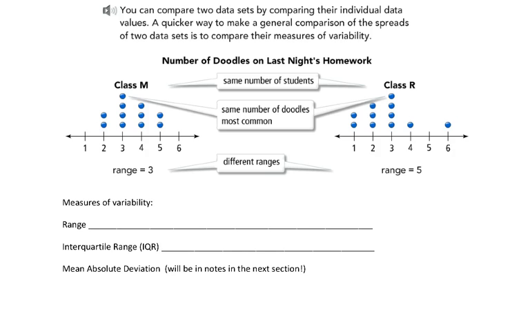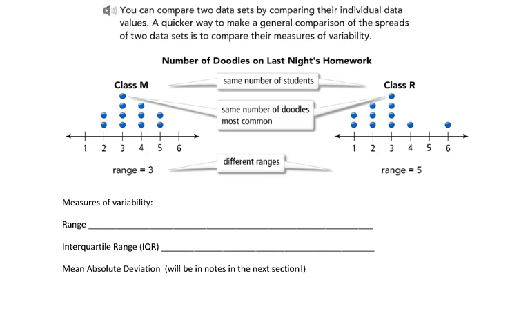So then we're going to take a look at the ranges. So class M has a range of 3 and class R has a range of 5. So you can see that in class R there's a bigger range of numbers of doodles. So some students only do 1 doodle and another student did 6 doodles on his or her homework last night.